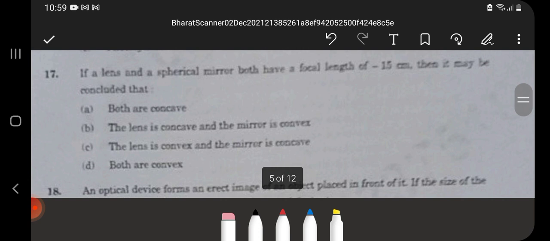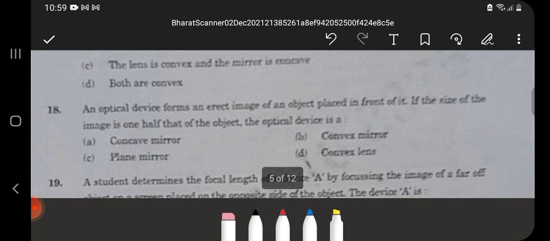17th question. If a lens and a spherical mirror both have a focal length of minus 15 cm, then it may be concluded that... Answer is A: both are concave.